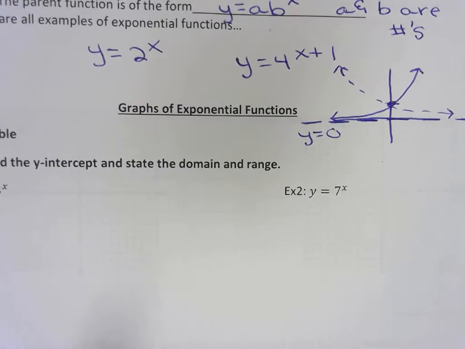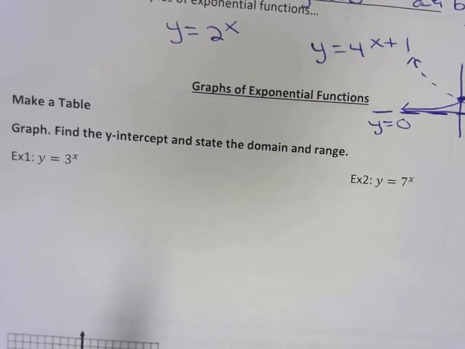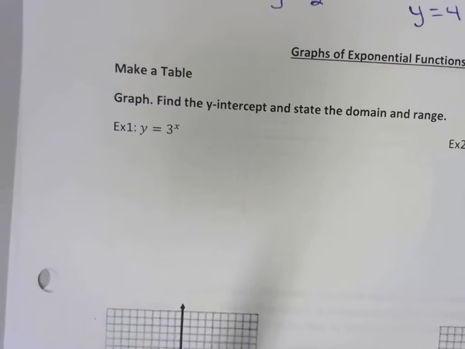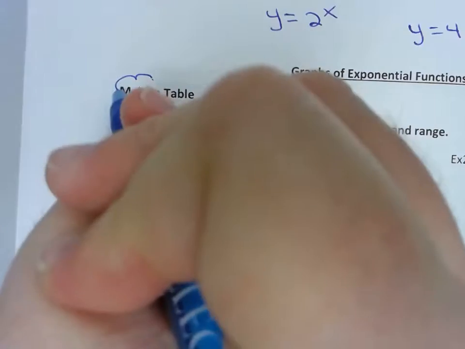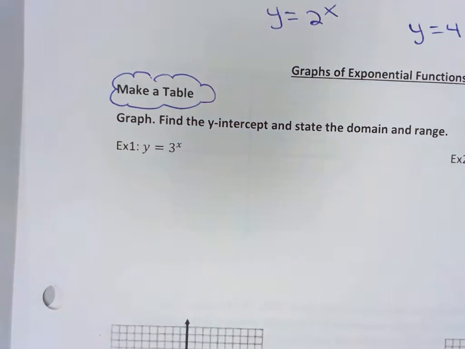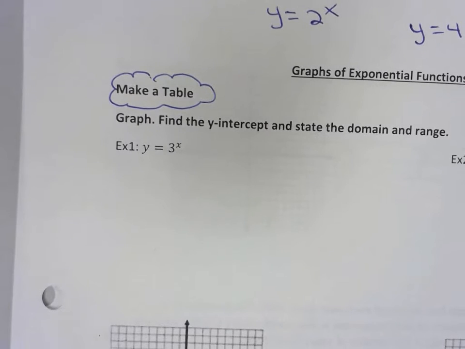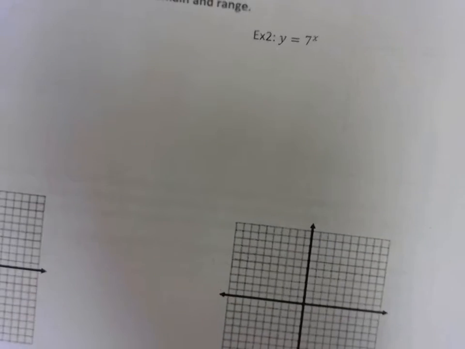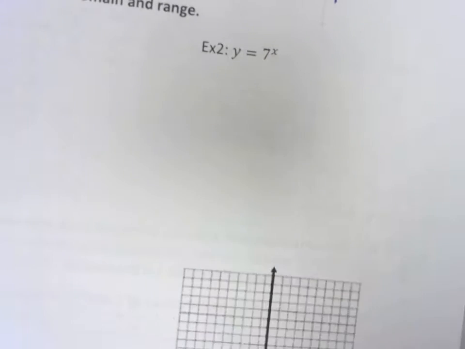Let's go ahead and look at some graphs. How we're going to graph is we're going to make a table. That's how we're going to graph exponential functions. When you get to Algebra 2, you're going to talk about other ways to graph exponential functions, but for today, all you're going to do is make a table. You're doing exactly like we did on the warm-ups. Basically, all you're doing is plugging numbers into your calculator. So let's look at example 2. We're going to skip example 1 for now.